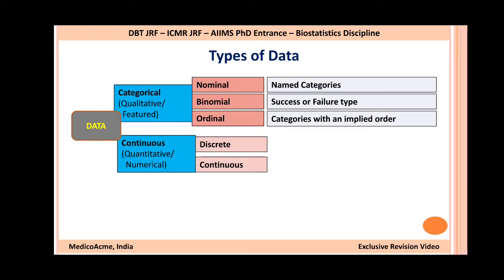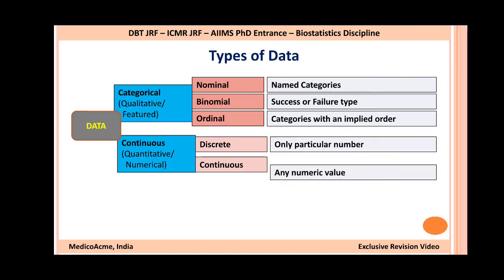Suppose I am saying that JNU has a library, AIIMS has a library, and different libraries have different kinds of persons coming. So guys, the name itself is kind of self-explanatory: nominal data are the named categories basically. Discrete data basically has particular numbers, and continuous data can have any numerical value.